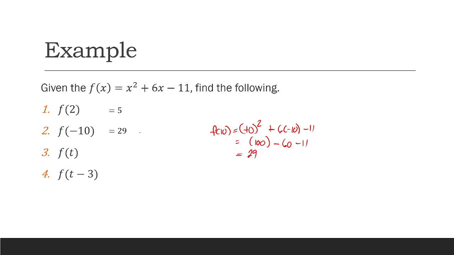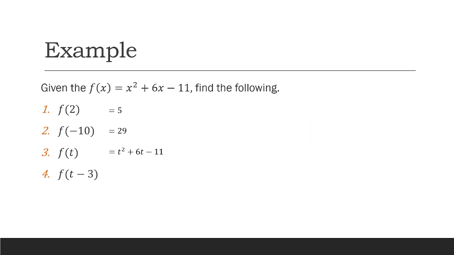Next, for number 3, like I said earlier, what we substitute, or what we are asked to evaluate, can be not a number. In this case, instead of a number, we have a variable t. So it's the same. All x are replaced with t. If that's the case, we will have f of t is equal to t squared plus 6t minus 11. And that is our answer already, because it's already simplified.